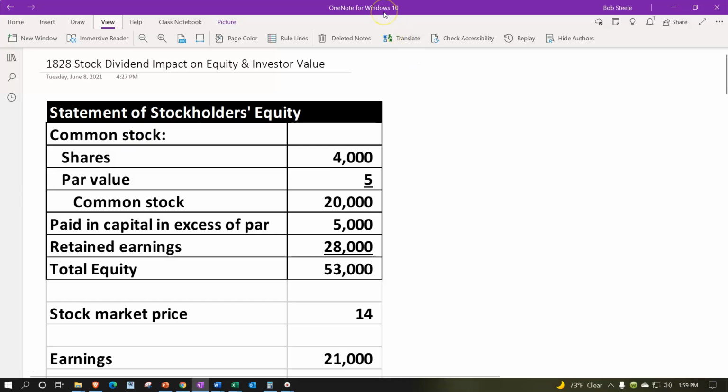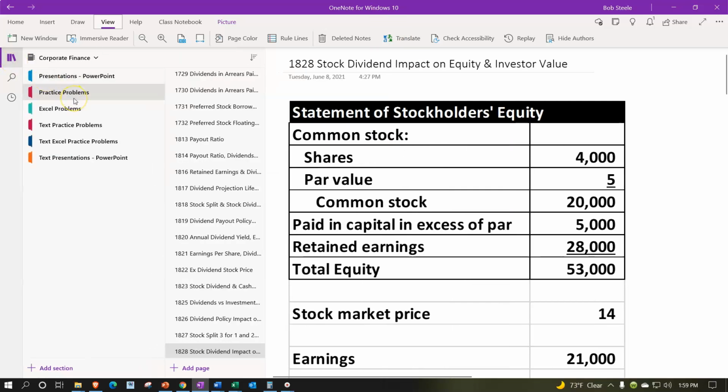Here we are in OneNote. If you have access to OneNote and would like to follow along, you're not required to, but if you would like to, we're in the icon on the left-hand side in the Practice Problems tab, then down in the 1828 Stock Dividend Impact on Equity and Investor Value tab.